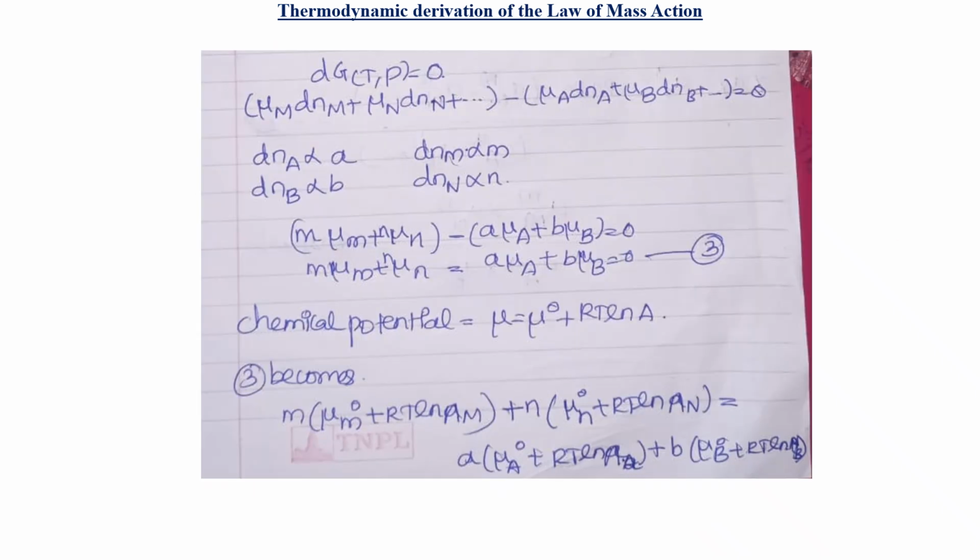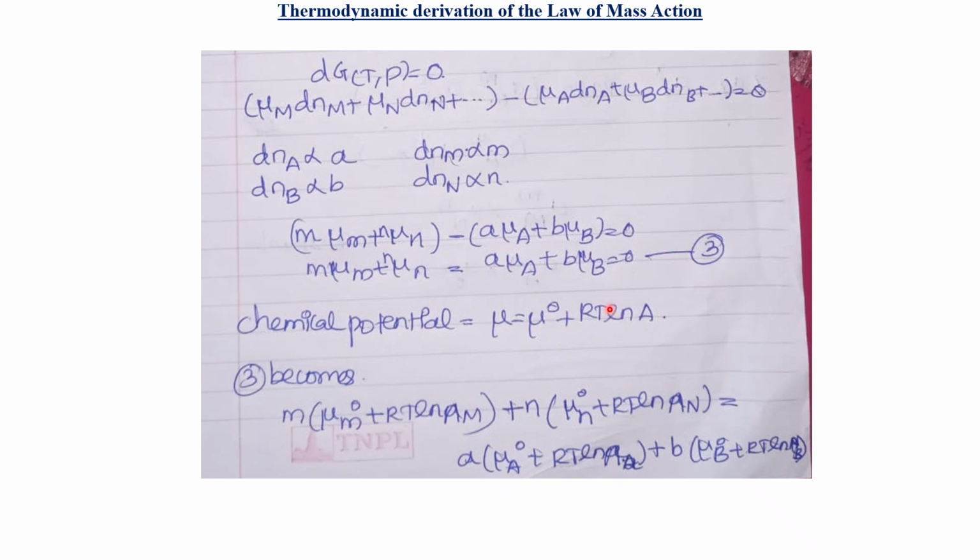Understand? Next. We have taken dn_A as directly proportional to a, dn_B directly proportional to b, dn_M directly proportional to m, and dn_N directly proportional to n. So we substitute this in the equation: replace dn_M by m, dn_N by n, dn_A by a, and dn_B by b. So the equation becomes m mu_M plus n mu_N minus a mu_A minus b mu_B equals 0. We keep the minus part on this side, so it becomes equation 3.